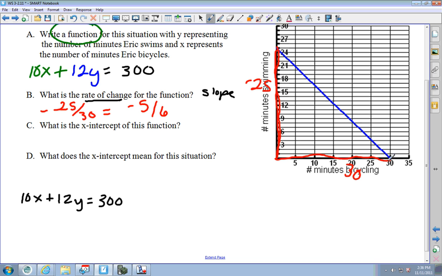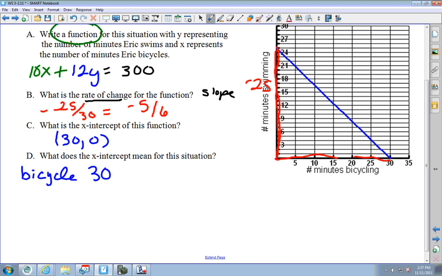My x-intercept right here is 30. Whoops, I'm not even writing right. Here we go. Let's try again. It would be 30, 0. What does that mean? Well, x is how long, the number of minutes, he bicycles. So he's going to bicycle for 30 minutes and swim for 0 minutes to be able to burn all 300 calories.